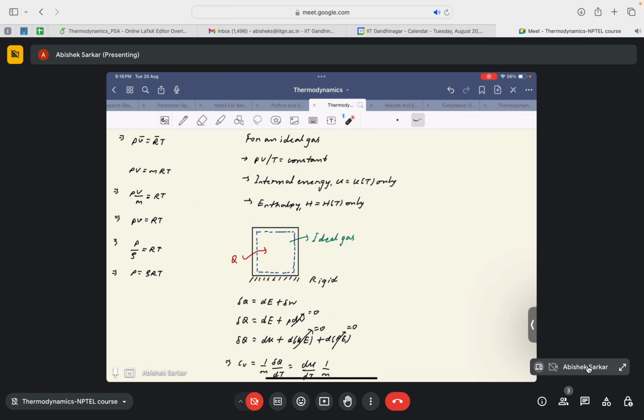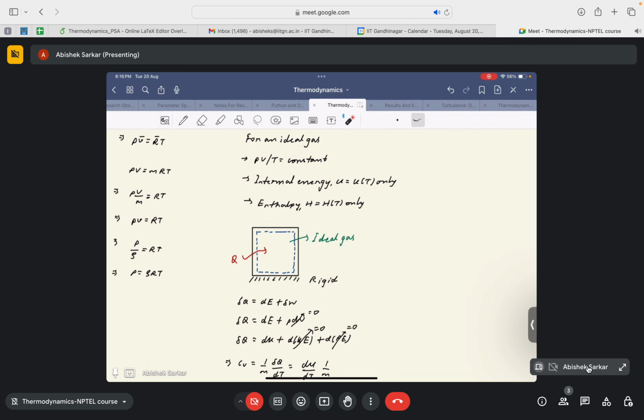So ideally, u is a function of different types of properties. It may depend on the pressure, volume and other things, but for an ideal gas the internal energy depends only on the temperature. Similarly, we'll see that the enthalpy h is also a function of temperature only in the case of an ideal gas. It's very important, only for an ideal gas.